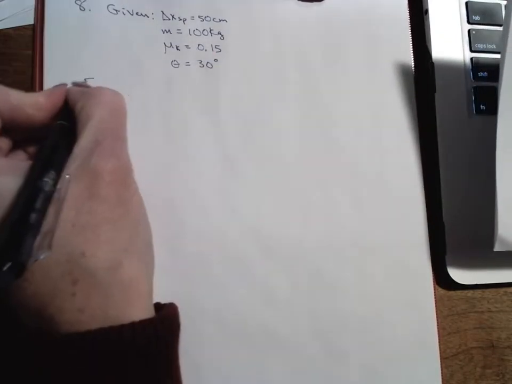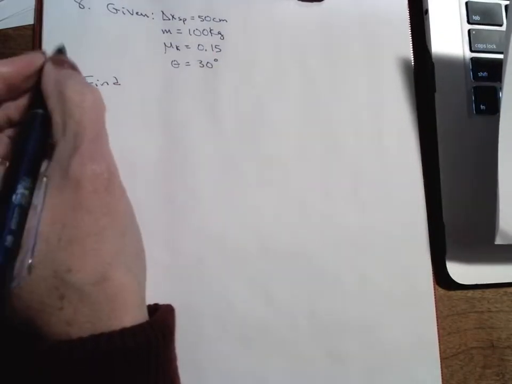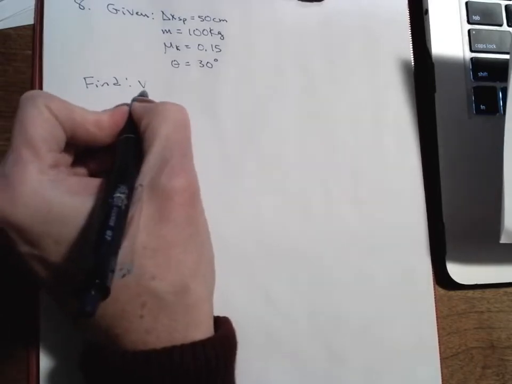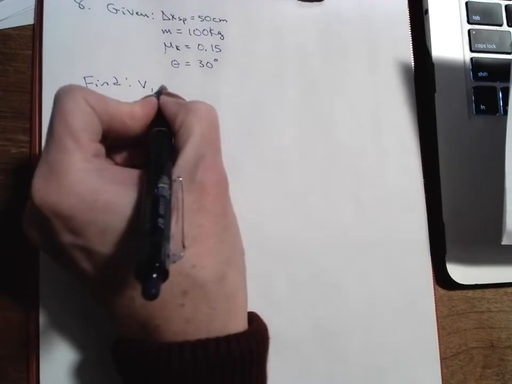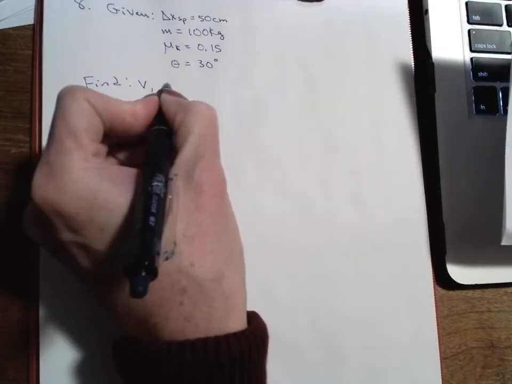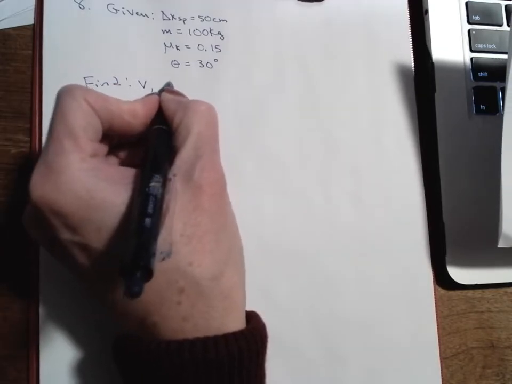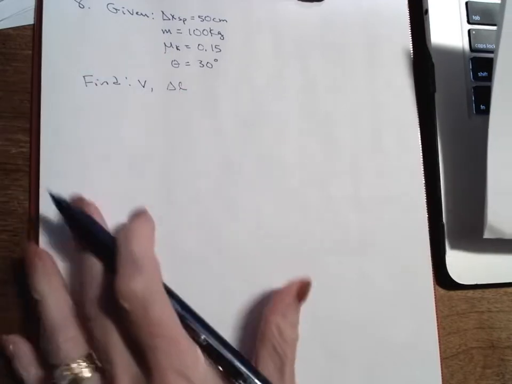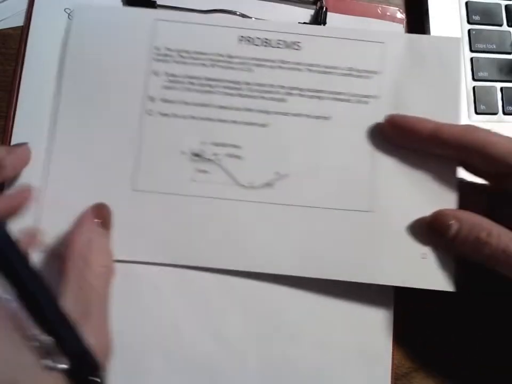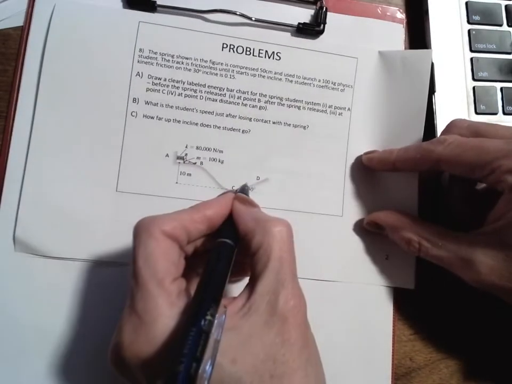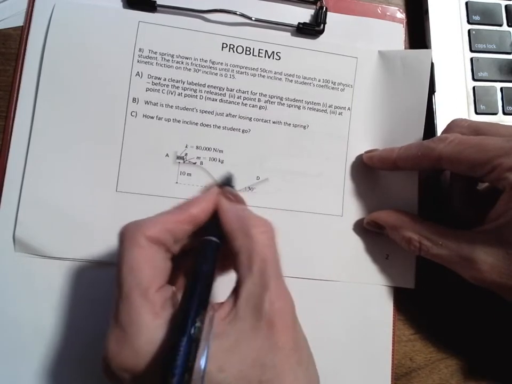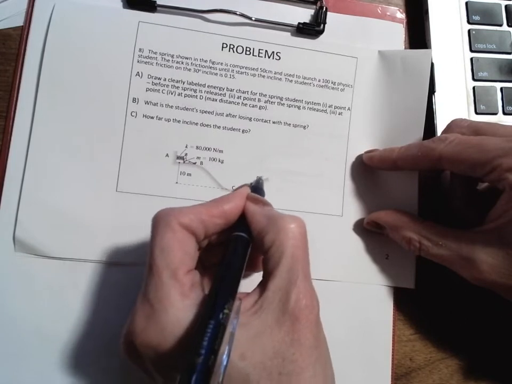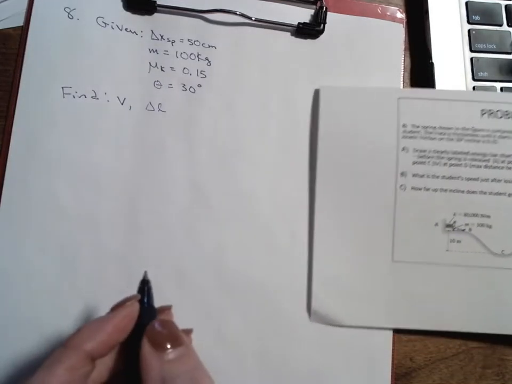Okay, and so for find, we want to know the speed right after they're launched from the spring and how far up they go. So we'll call that delta L. Delta L is this distance here, along here, because I'm using delta x for the spring, so I just don't want to confuse my variables. So delta L is going to be how far up the hill the student goes.